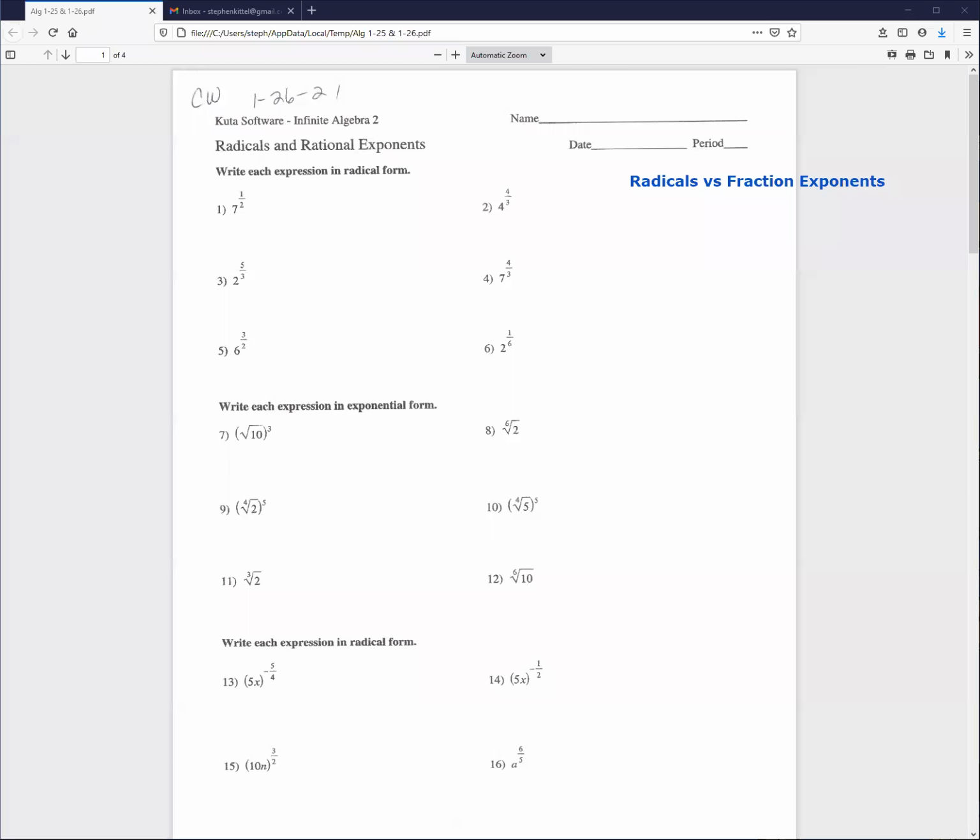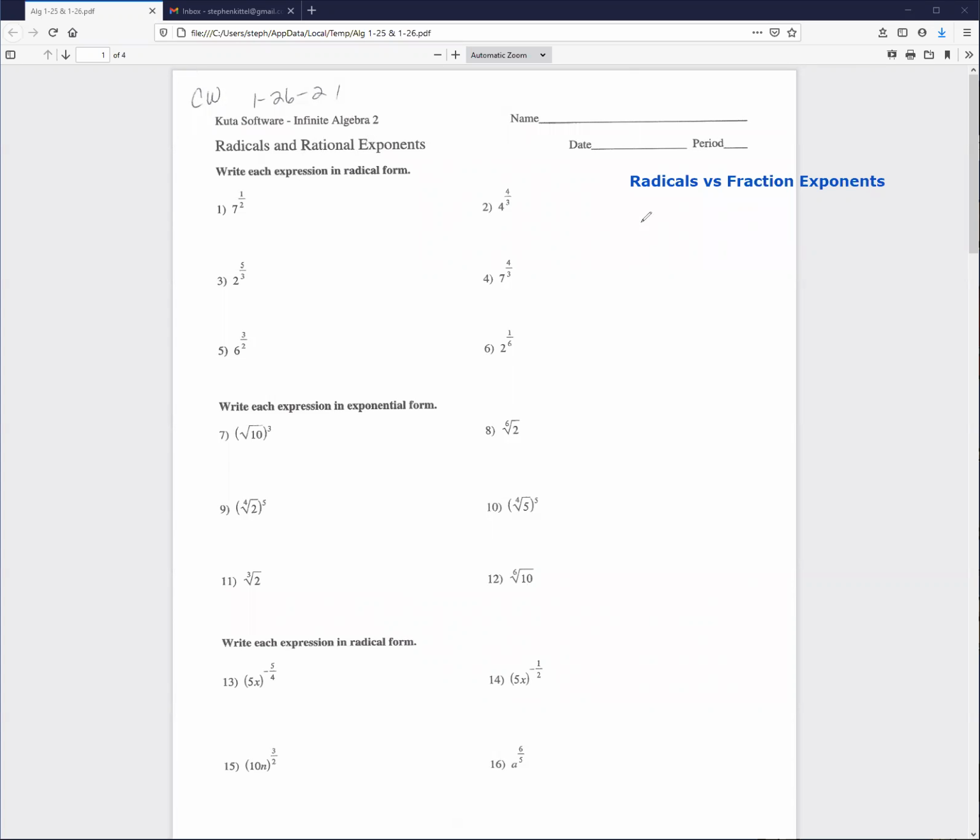Today we're going to be talking about radicals versus fraction exponents. And of course, you can see in the video up here it says rational exponents, but a rational number is just a number that can be written as a fraction. So really what we're talking about is what does it mean to have a fraction exponent?